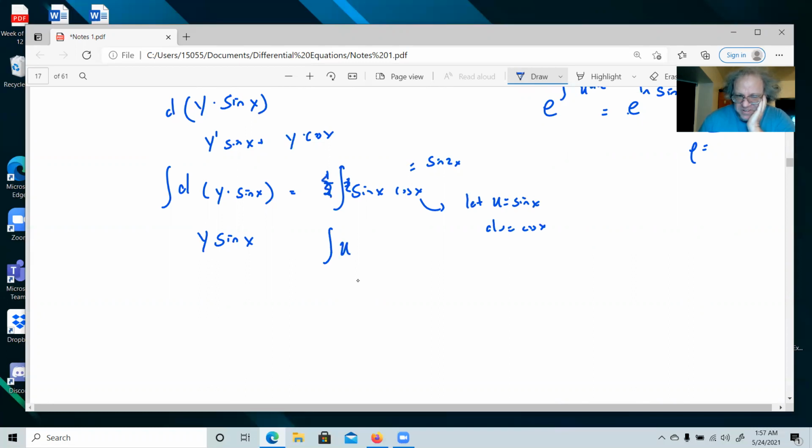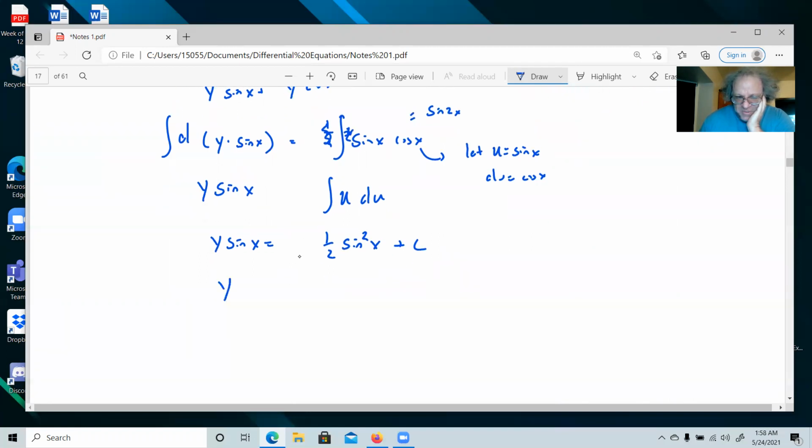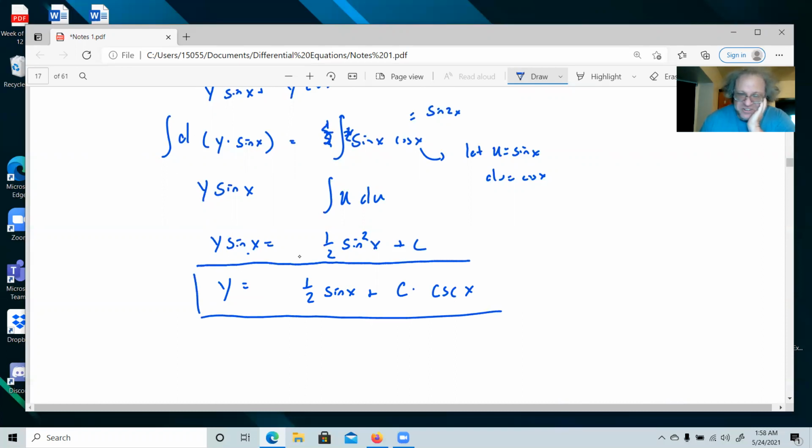Let's get rid of this stuff. We don't need that. So y sine x was equal to 1/2 u squared, which is 1/2 sine squared x plus c, and then y is equal to 1/2 sine x, because we're dividing by sine x, plus c times cosecant x, 1 over sine x. That other way is just as correct.